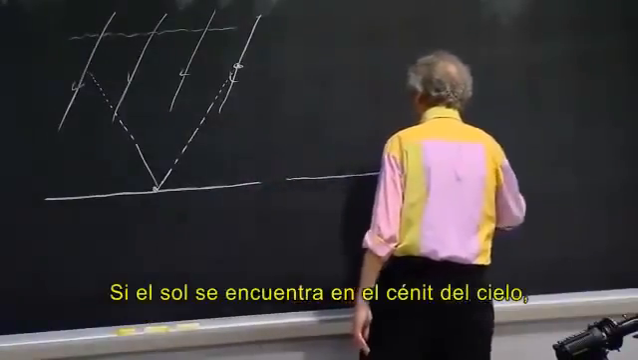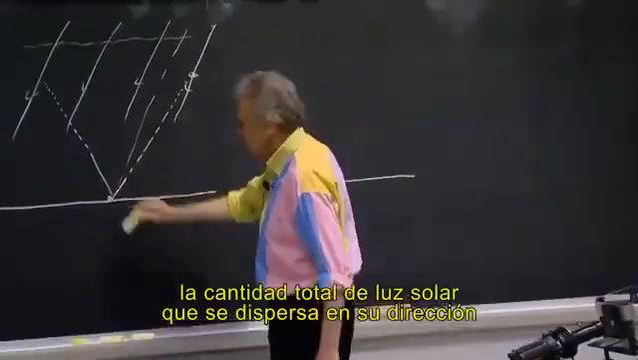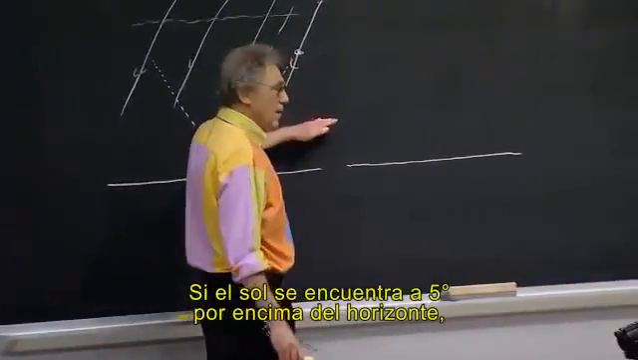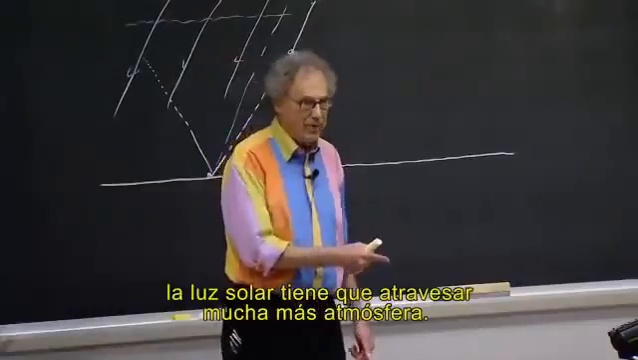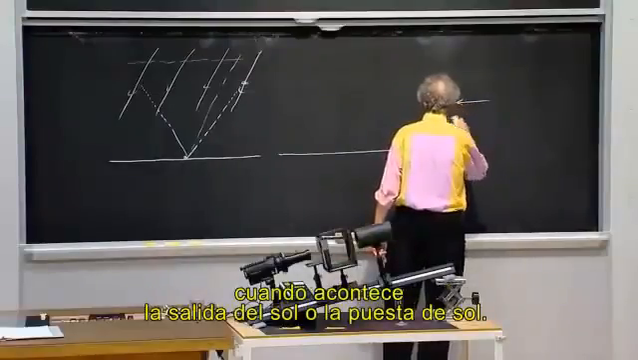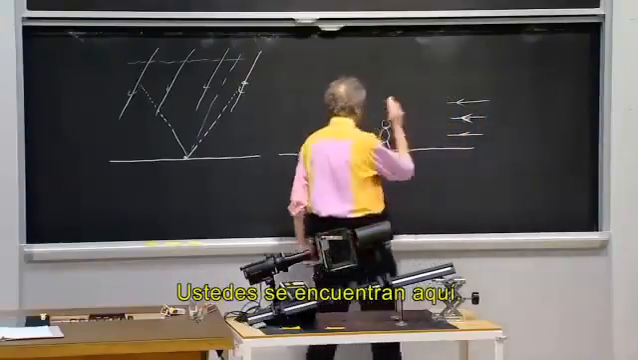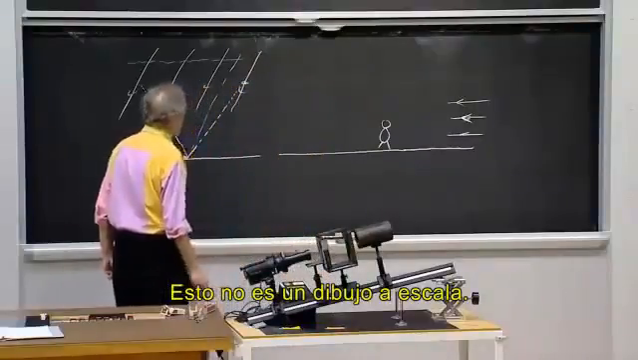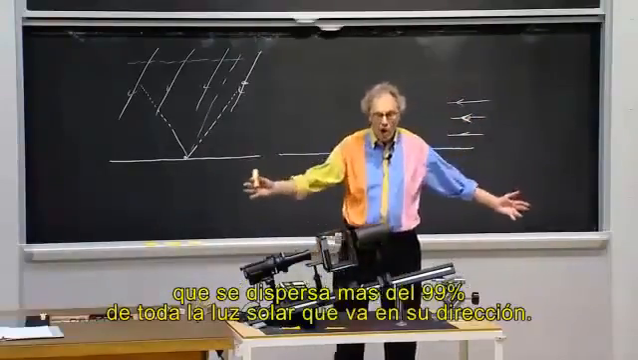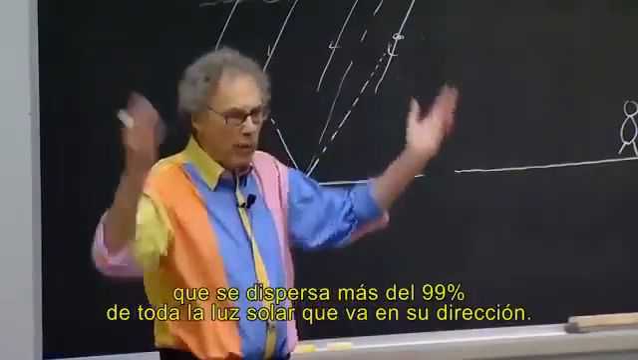If the sun is high in the sky, the total amount of sunlight that is scattered in your direction is only 1%, so it's very little. If the sun is 5 degrees above the horizon, then the sunlight has to travel through a lot more atmosphere. And so I take here a situation which is extreme when we have sunrise or sunset. So the sun is there and the light comes from this side and you are standing here. This is not to scale. This layer of atmosphere is now so enormously large that more than 99% of all the sunlight on the way to you is scattered away.